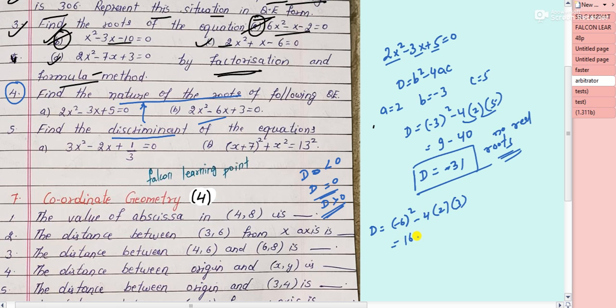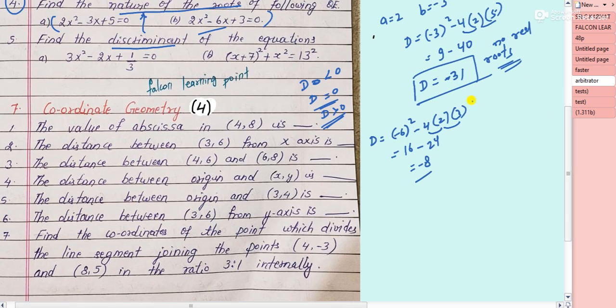So 16 minus 8. 8 threes are 24. Again you are getting minus 8. So no real roots. Got it? Next is question number 5.